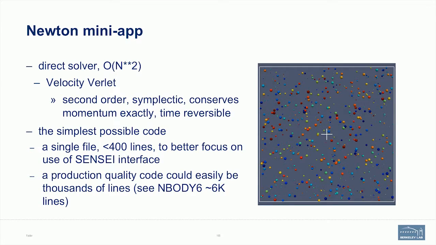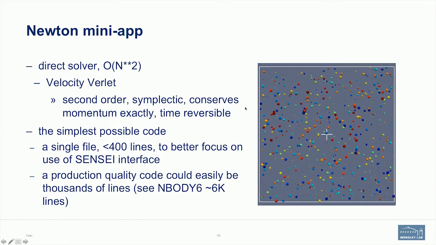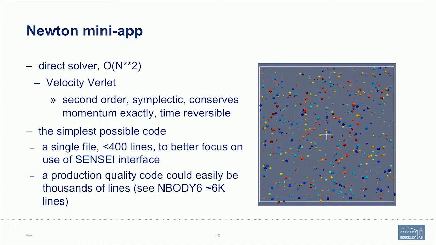It's a direct solver, so it's kind of like a brute force method. It's order n squared. It doesn't scale very well. Every particle in the simulation is influenced by every other particle. So there are much more efficient ways to do these things than I've done it, but my goal was simplicity. Just out of curiosity, I took a look at nbody6, which is a high-quality production gravitational simulation for n-body, and it was about 6,000 lines of code. I didn't want to do something like that for the mini app because that would be very confusing.